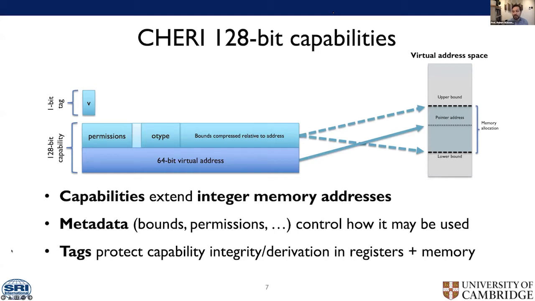A capability extends the integer memory address used in the computer system to access memory. It adds additional metadata controlling how it can be used, and it adds tags protecting the integrity and the safe derivation. So when you modify the value of a capability in an improper way as a result of memory corruption or injection from the network, it is no longer possible to dereference the capability as the tag has been cleared.